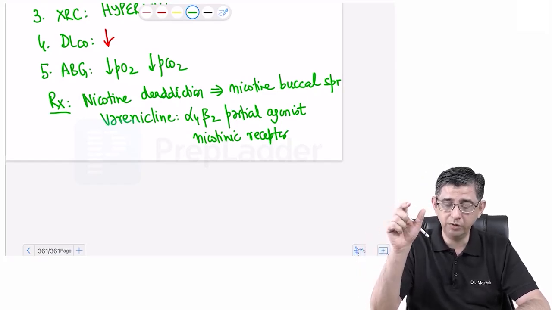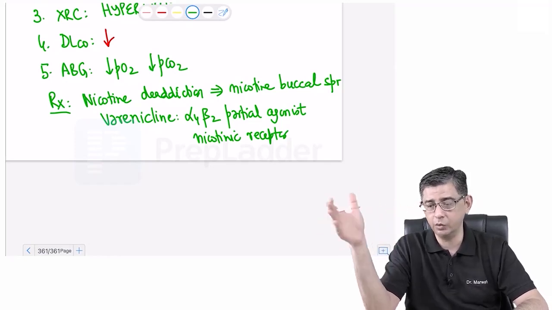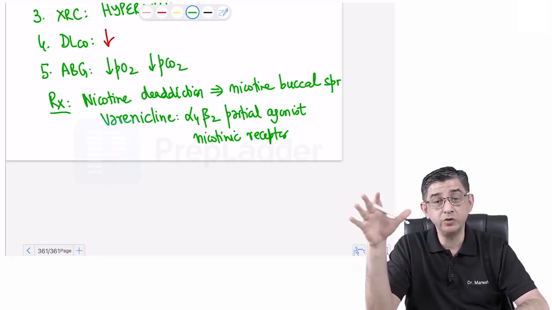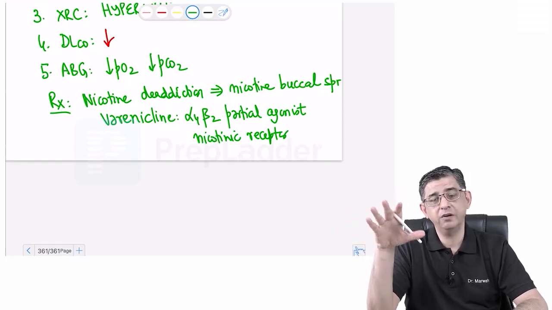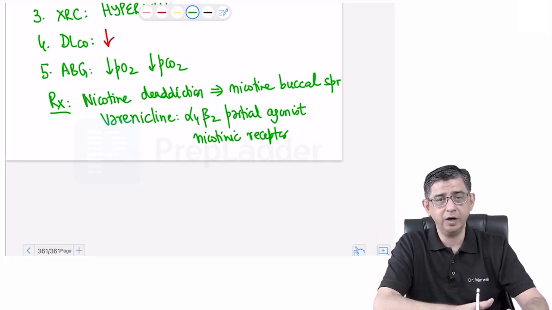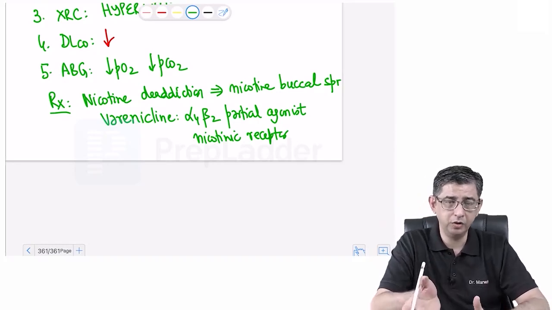If you just Google the word varenicline or Chantix or Champix, it's available as 0.5 and 1 milligram tablets. The course has to be taken for 3 months, and along with counseling of the patient, you would have about a 50% reduction in the chances that this person will give up smoking. We cannot be 100% sure because it is dependent on willpower.